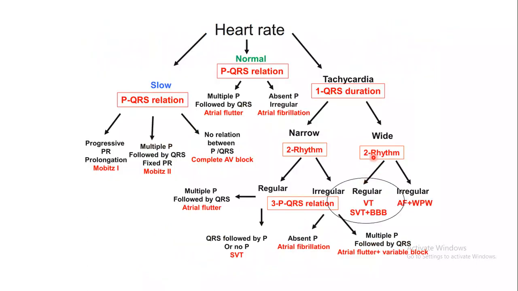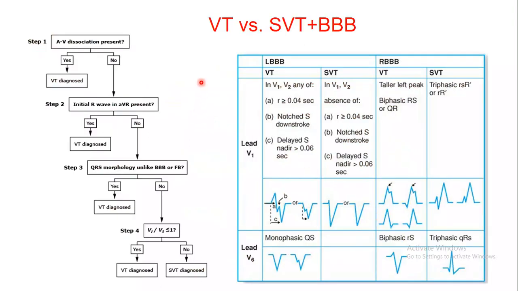So according to the algorithm, we have a wide complex regular tachycardia, might be VT in 80% of cases, or the other differential is SVT with bundle branch block. How to differentiate? We have this algorithm called the Brugada algorithm to differentiate between VT versus supraventricular tachycardia with bundle branch block. It depends on certain questions. If there is AV dissociation, that means there is lost relationship between the P wave and QRS complex. If it is lost, that means the rhythm of the heart is arising from the ventricle, so VT is diagnosed. If not, we move to the next step.